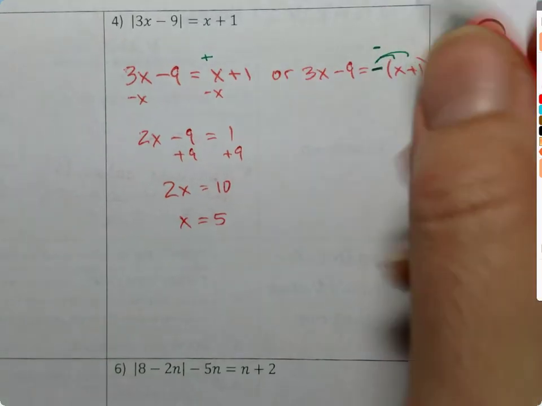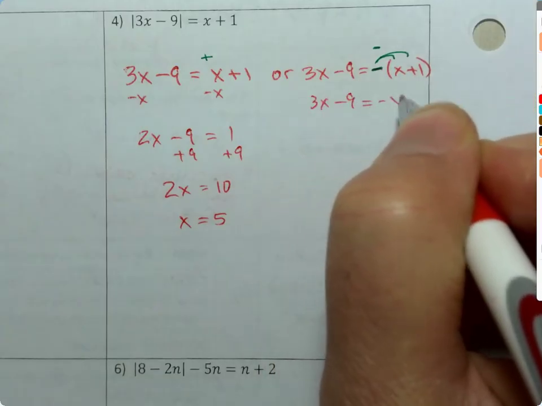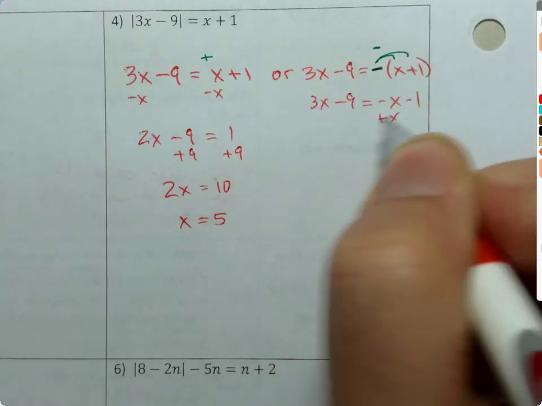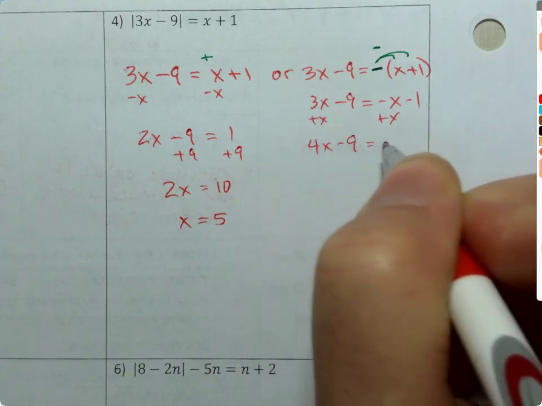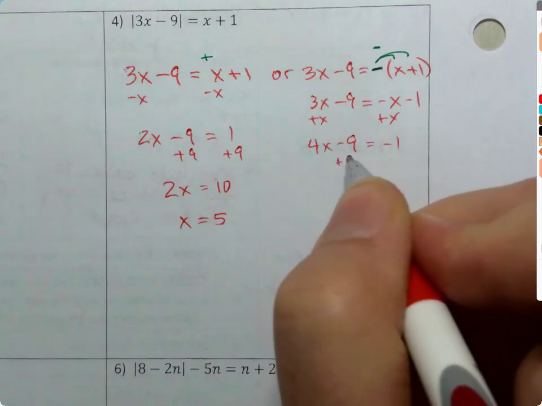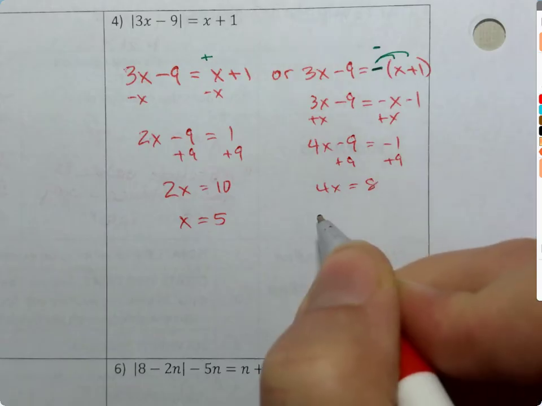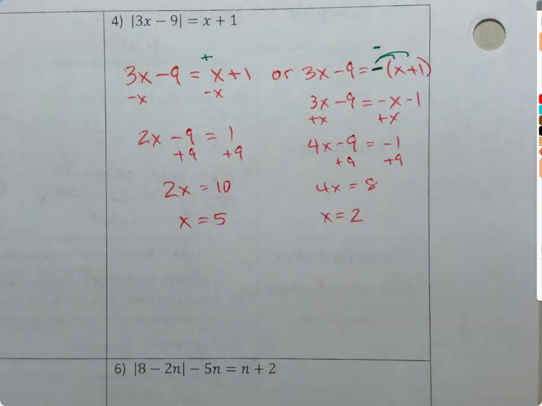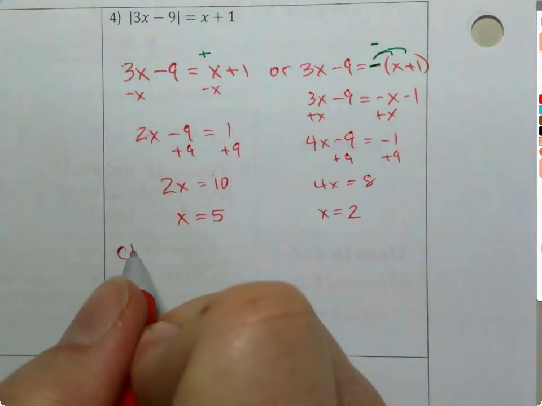All right. This one, I have an extra step because I want to make sure that I distribute that negative sign. I'm going to add x. And I have 4x minus 9 equals negative 1. Add 9. 4x equals positive 8. So what is x? 2. So I need to check it before I determine my answer.